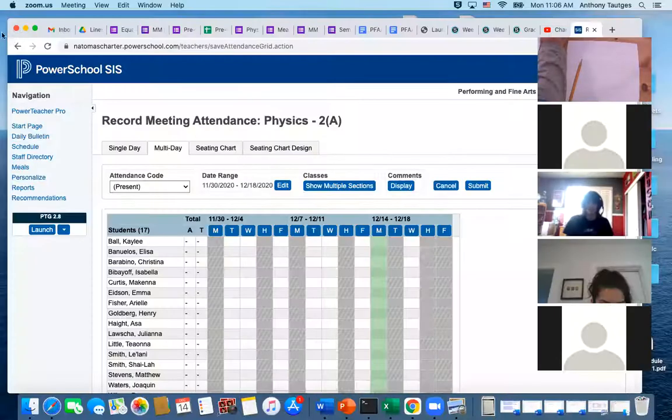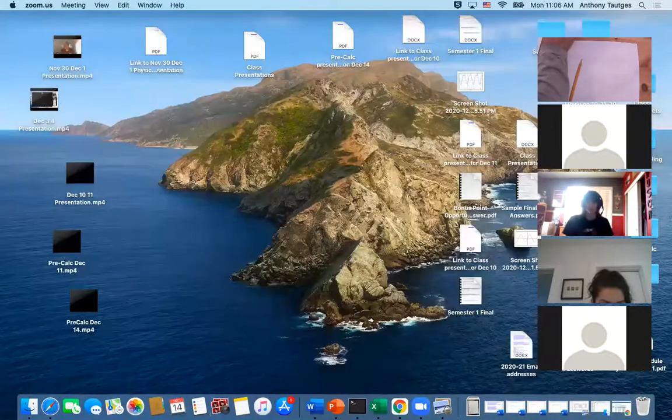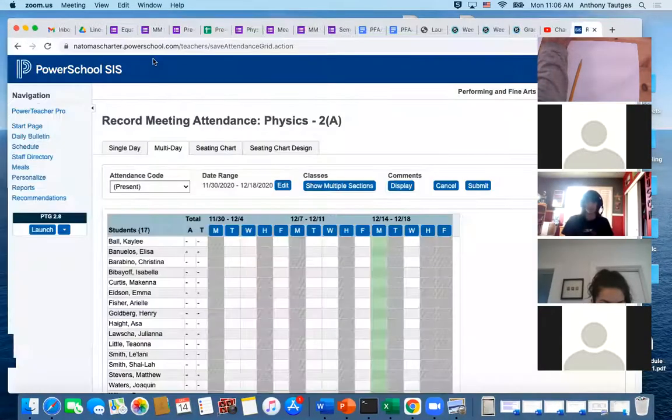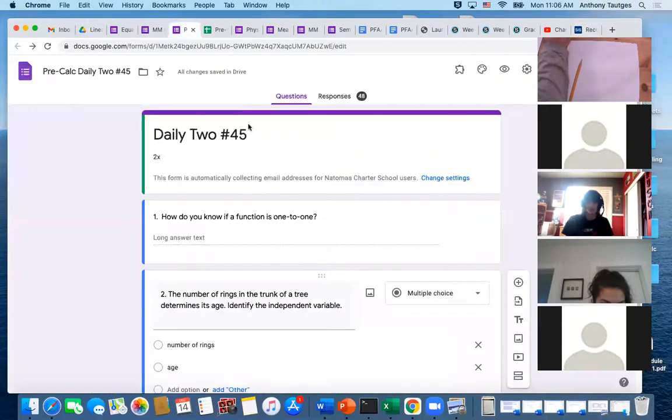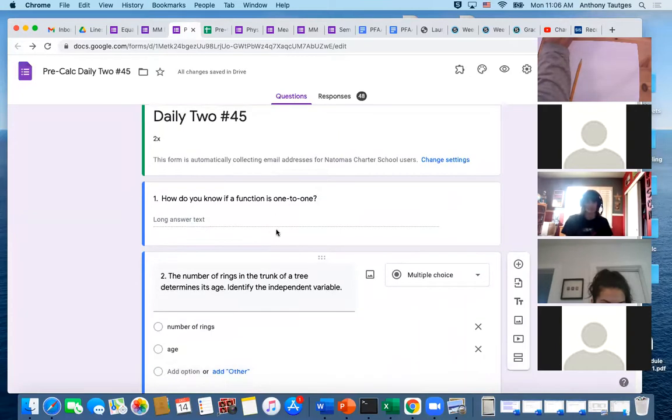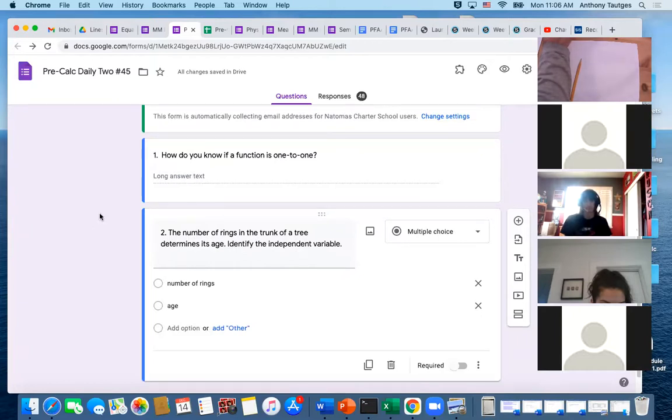Actually, I think what I'll do is share the screen, and then see if I have that daily 2 up. Yeah, right here. So how do you know if a function is 1-to-1? If it passes both the vertical line test and the horizontal line test.